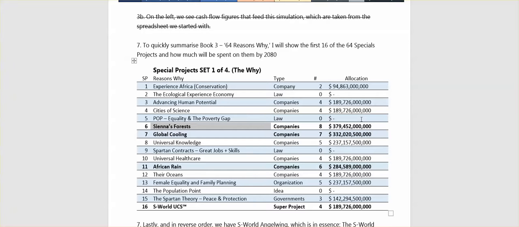Sienna's forest is basically making new forests, whereas Malawi lost all its forests, chopped it all down. We're going to replant them. And you see that's that figure there, and show me where I'm wrong. Someone show me where we're wrong, because the way I'm seeing it, that's a total spend between 2024 and 2080 of $379 billion on creating new forest, just from Malawi. We've got global cooling funds. This is to help climate change as well, 332 billion.